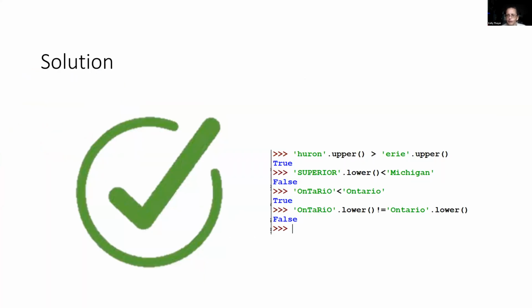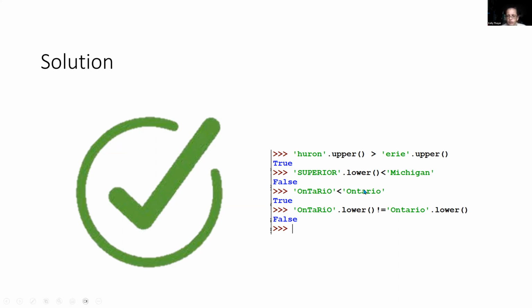All right, so I hope that you were able to process a number of these. You don't have to take my word for it. You can also type it into Python, but let's just take a look. Huron.upper is greater than Erie.upper. So this, of course, is going to convert all of these into uppercase. So we'll have capital H compared to capital E. Does H come after E? E, F, G, H. Yes, it does. So that's a true statement.